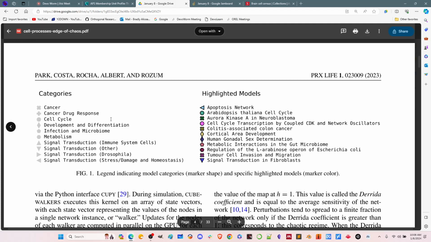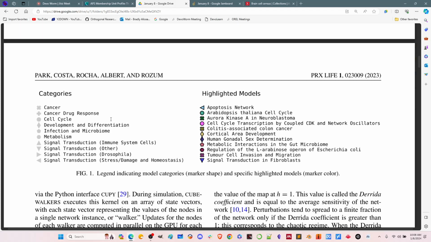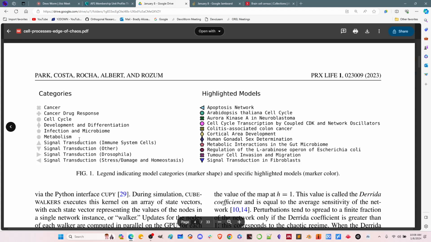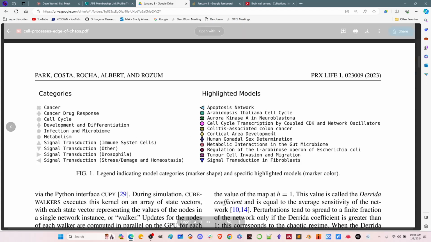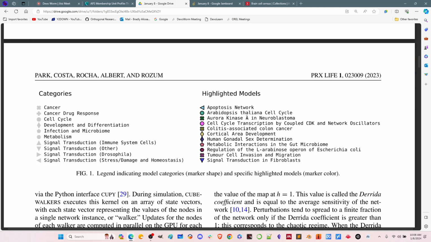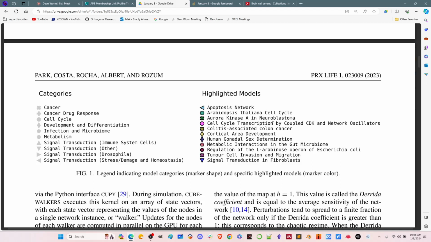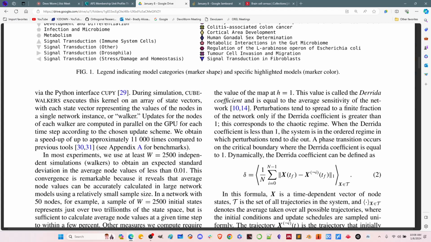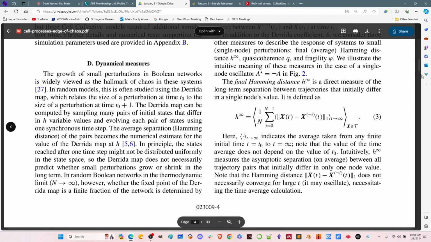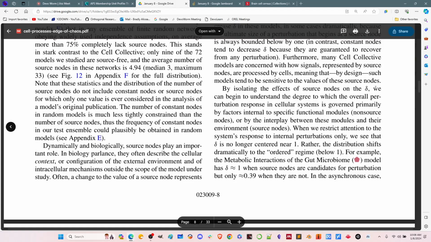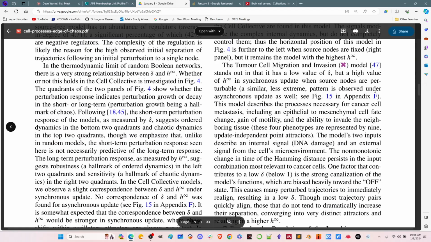They have different categories like cancer, cell cycle, development and differentiation, metabolism, and then they have different types of highlighted models like apoptosis network, cell cycle for Arabidopsis, cortical area development, signal transduction of fibroblasts. So a lot of different cell cycle transcription, a lot of different model systems that they have in there in different categories. So I don't know where the link is, probably in the paper somewhere for this repository where the software is.